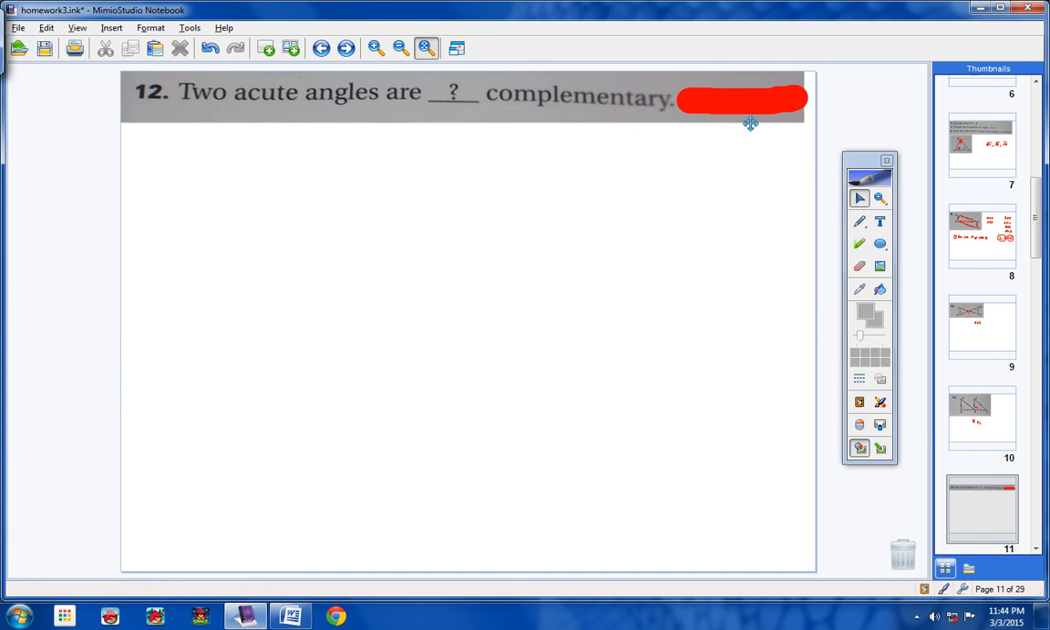And I'm going to show you why right now. If I have two acute angles and one is 40 and one is 50, then they're complementary, okay? But if I have two acute angles that are 50 and 20, then those two acute angles are not complementary. Remember, complementary means they add up to 90 degrees, okay? So the answer would be sometimes.